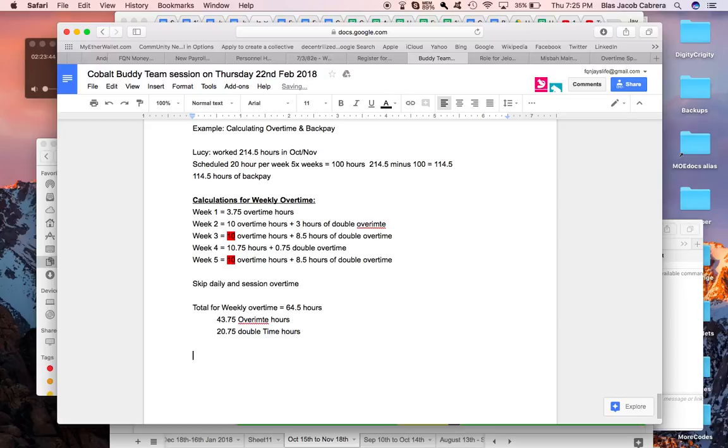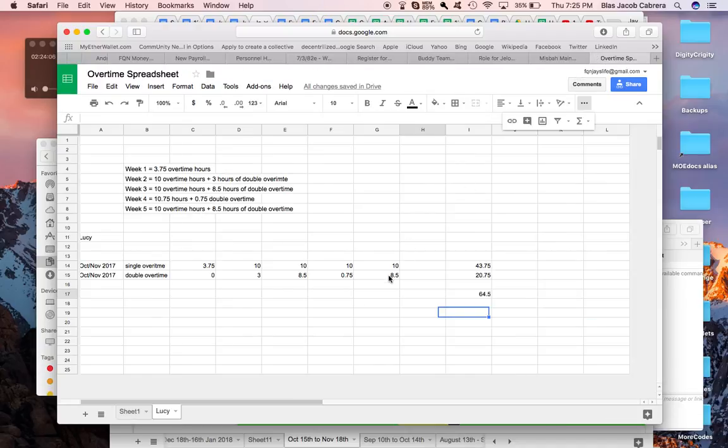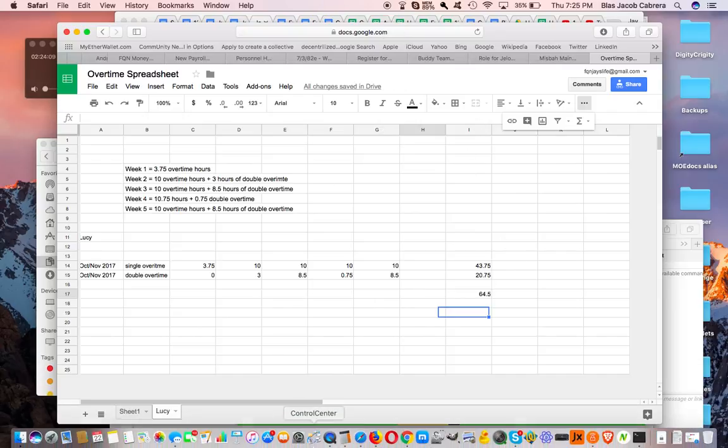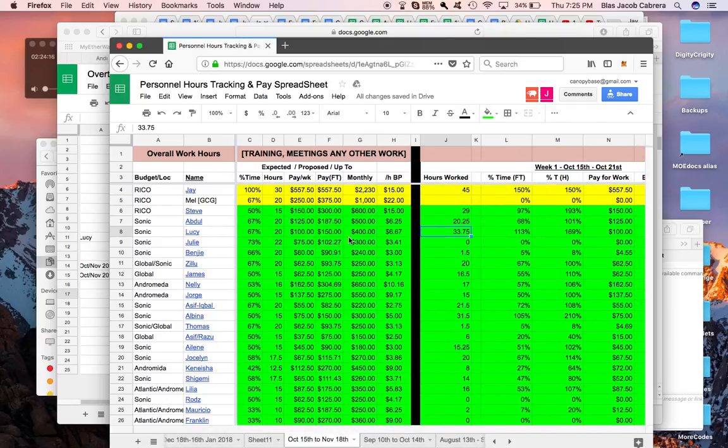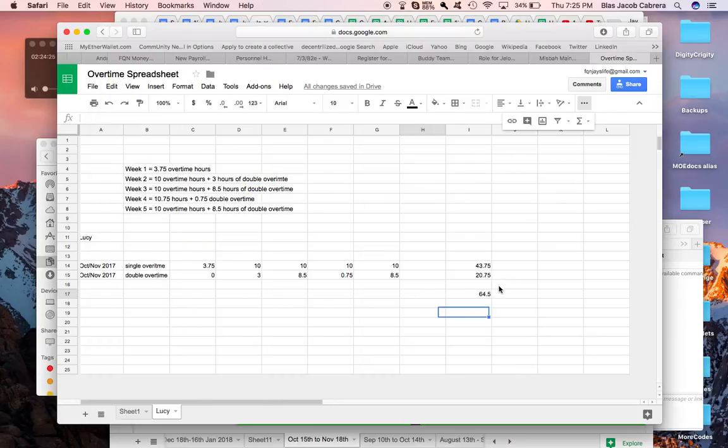So then the next step would be to calculate the equity value of the back pay, right? And this is the important part. I know we haven't done team equity yet, but this is extremely important for your team equity and the valuation that you have in the organization. So it's very important to calculate people's back pay. What you do here is find Lucy's pay rate. Lucy's pay rate for back pay is $6.67 per hour. So let me refresh this.